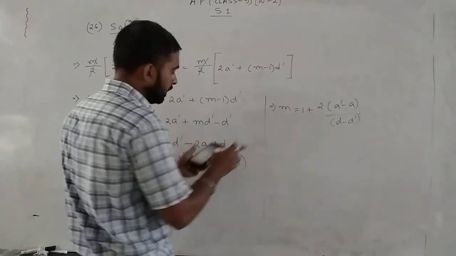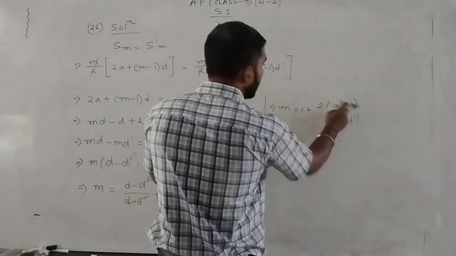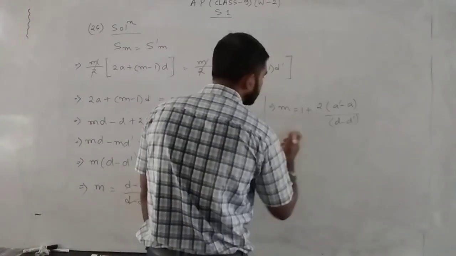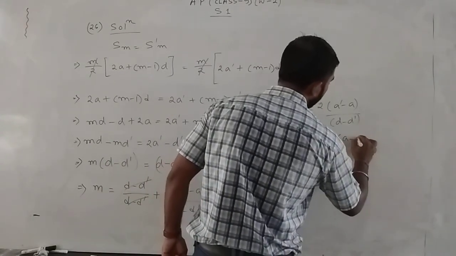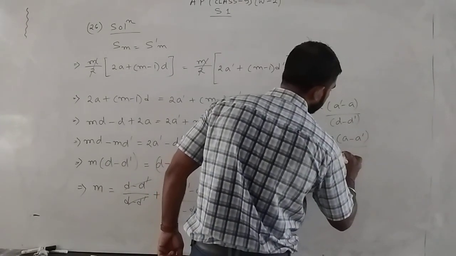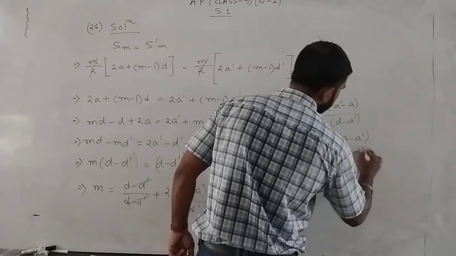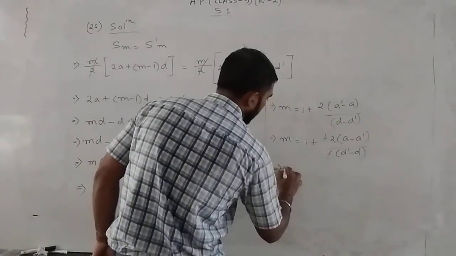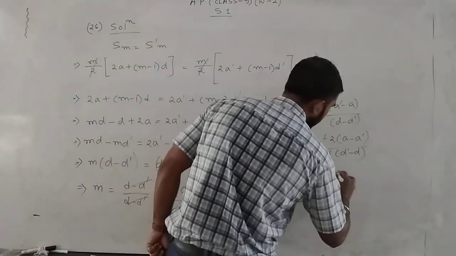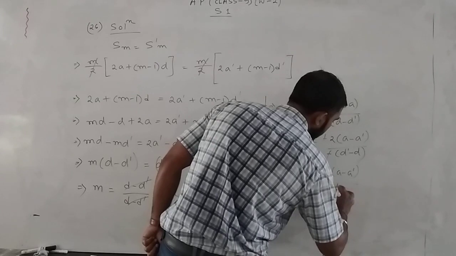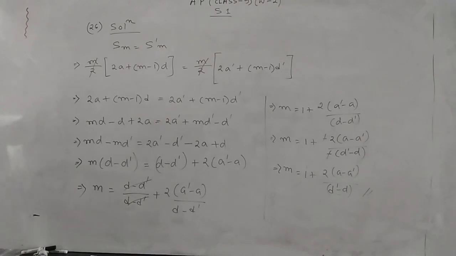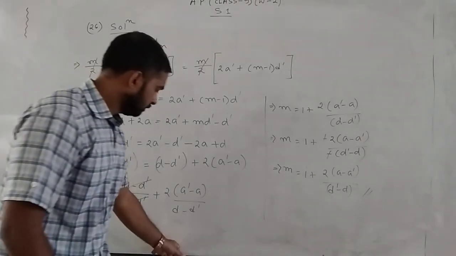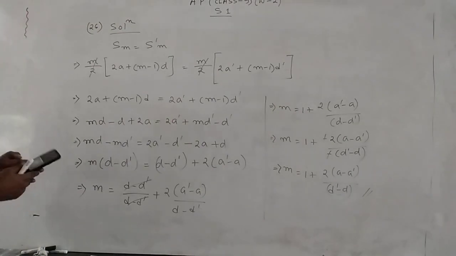Now we have to prove what? m equal to 1 plus 2 A minus A dash by D dash minus D. So we can change the places. 1 plus minus 2 into A minus A dash by minus D dash minus D. Cancel. So m equal 1 plus twice A minus A dash by D dash minus D. So this is the solution of question number 26.